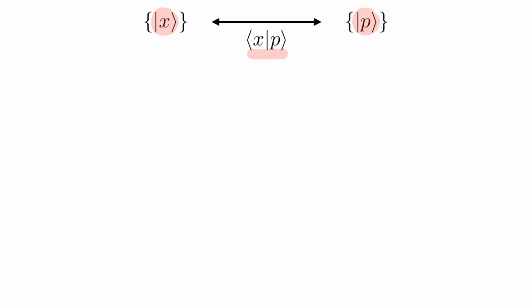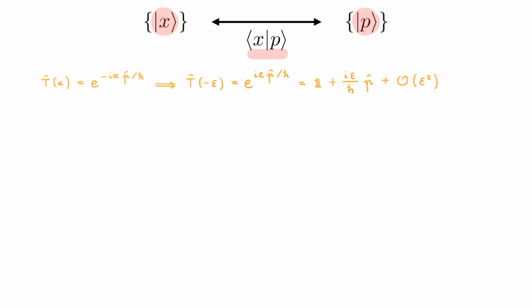The translation of a position eigenket by an amount alpha is given by a translation operator T alpha, which is equal to e to the minus i alpha p over h bar. We can consider an infinitesimal translation of minus epsilon to get T of minus epsilon equals e to the i epsilon p over h bar, and we can Taylor expand this exponential to obtain 1 plus i epsilon over h bar p plus a term of order epsilon squared.